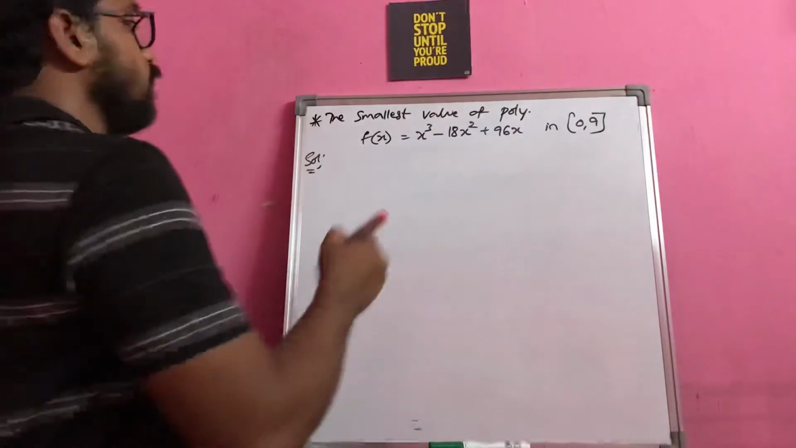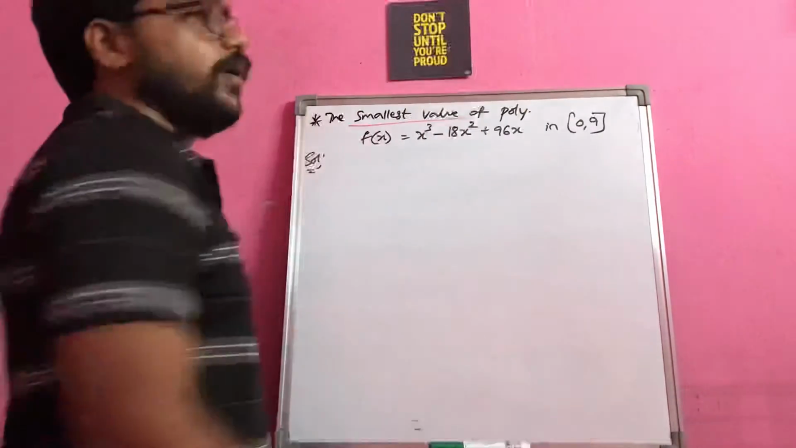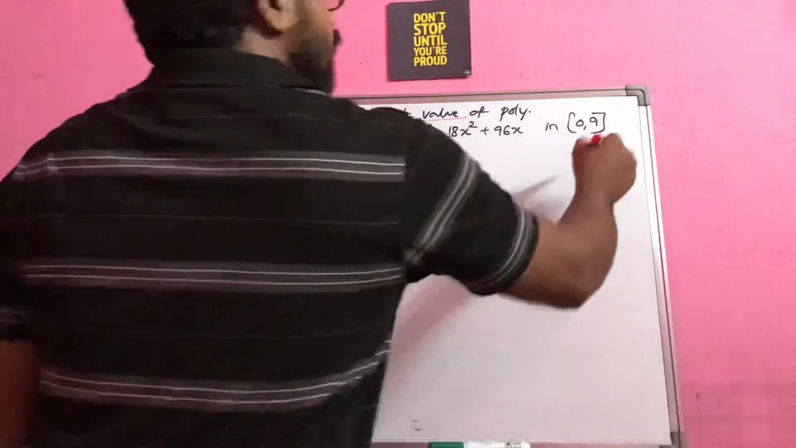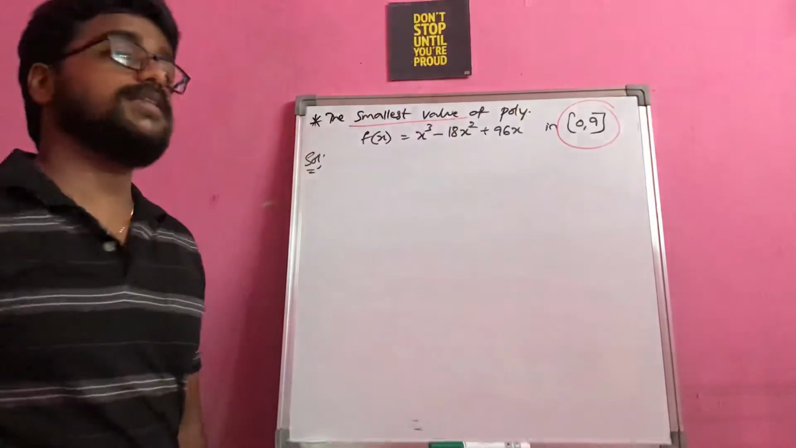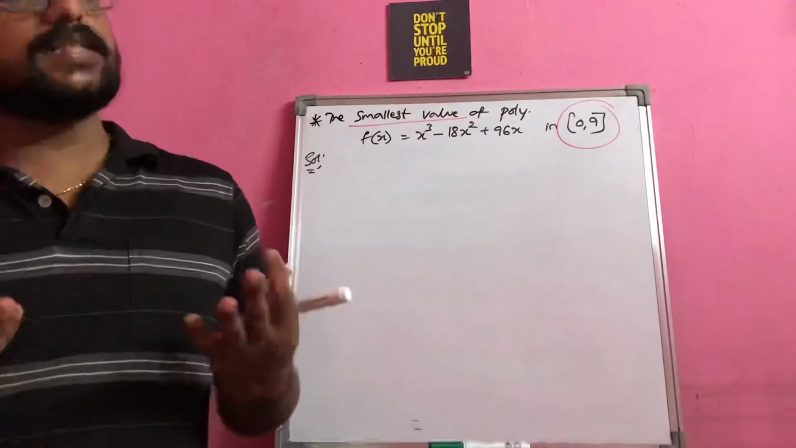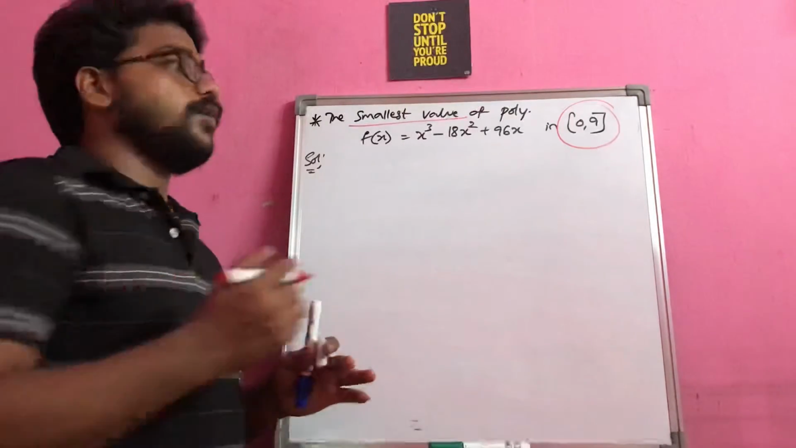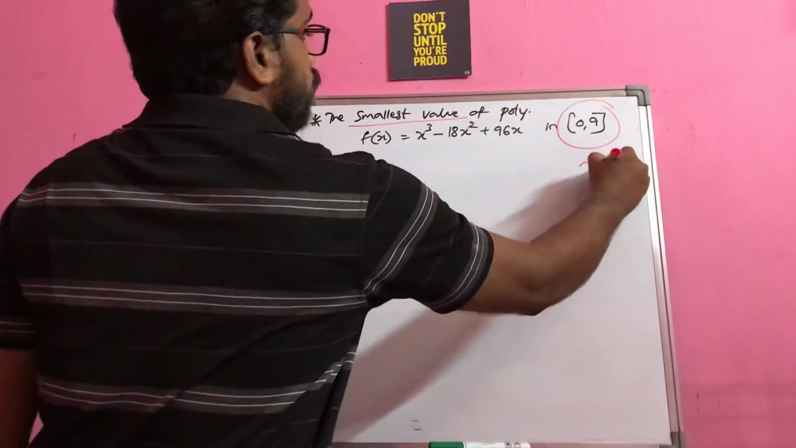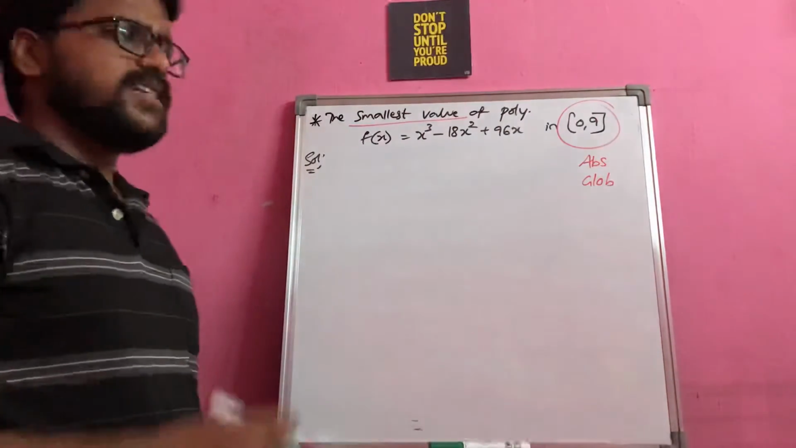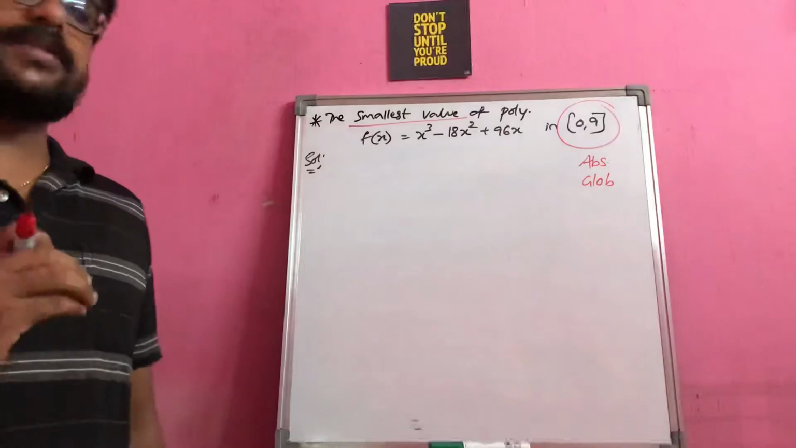Now see this question, what they are asking actually, that is the important thing. If you just observe, they are asking for the smallest value. What do you mean by smallest value? Indicating minimum value in the interval. So what is it representing? We already discussed, right? Whenever they mention the interval, that means they are talking about the absolute maxima and minima or global maxima and minima, right? Still, whatever it may be, the procedure will be the same.